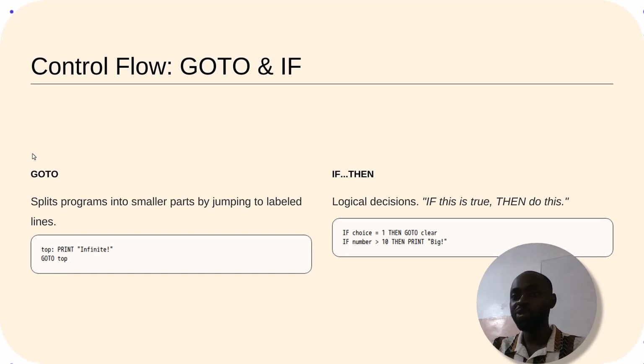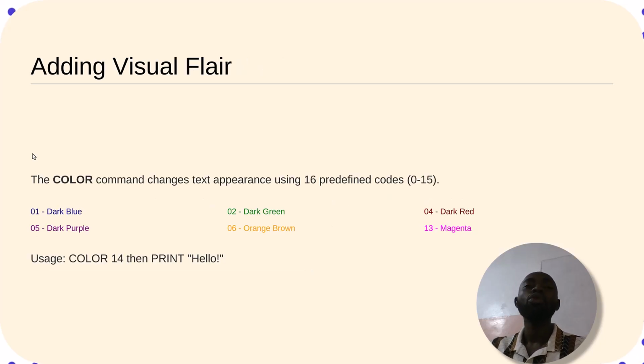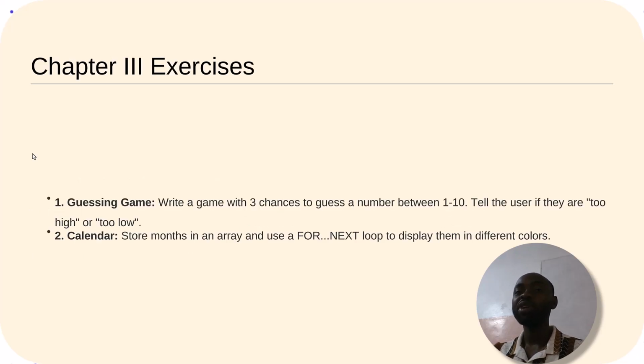In the example we've given, if choice is equal to 1, then go to clear. We also have color in QBasic. These are some of the color codes. One is for blue, and I want you to go through some of the colors. There are more colors. The usage is you write COLOR, and you reference the number of the color that you want, then you go.